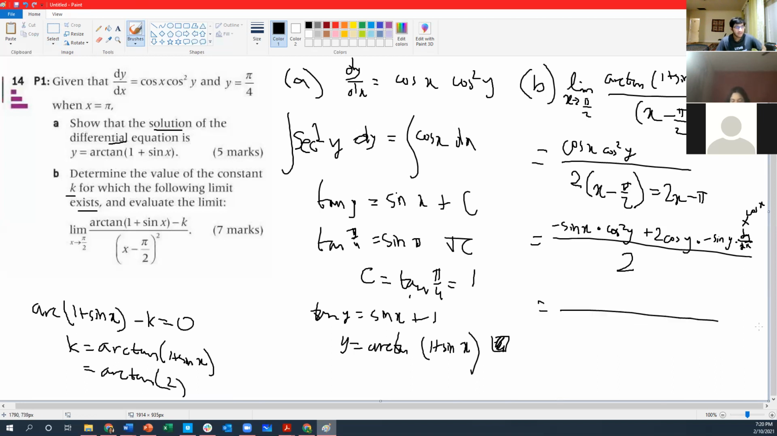Okay, we still have a 2 in the denominator. Sine of pi over 2 is 1, so that's a negative 1. Cos squared of y. So y was what? We solved y here, arctan of 1 plus sine x. So if we plug in pi over 2 here, sine of pi over 2 is 1, plus 1 is 2. We have arctan of 2, so we have cos squared of arctan of 2. Are we doing something wrong here? I honestly don't know.